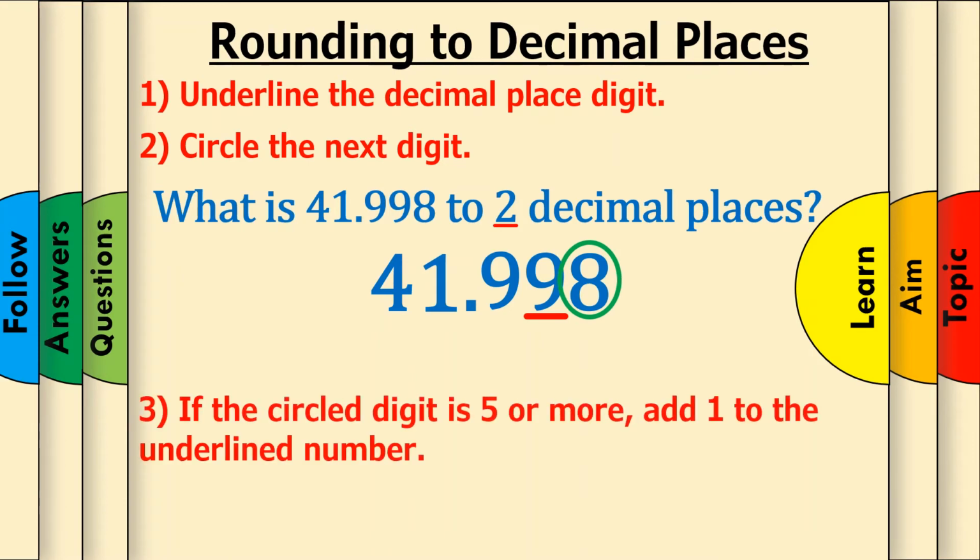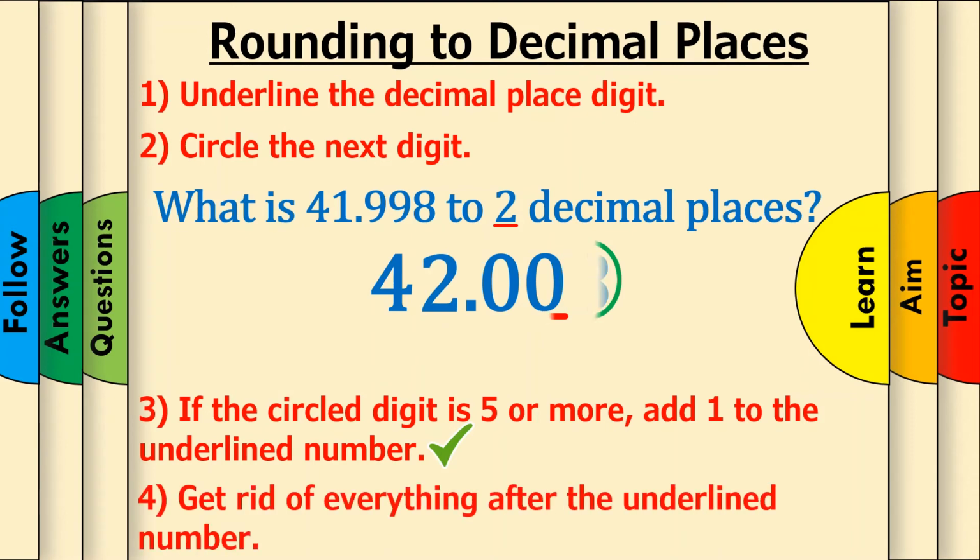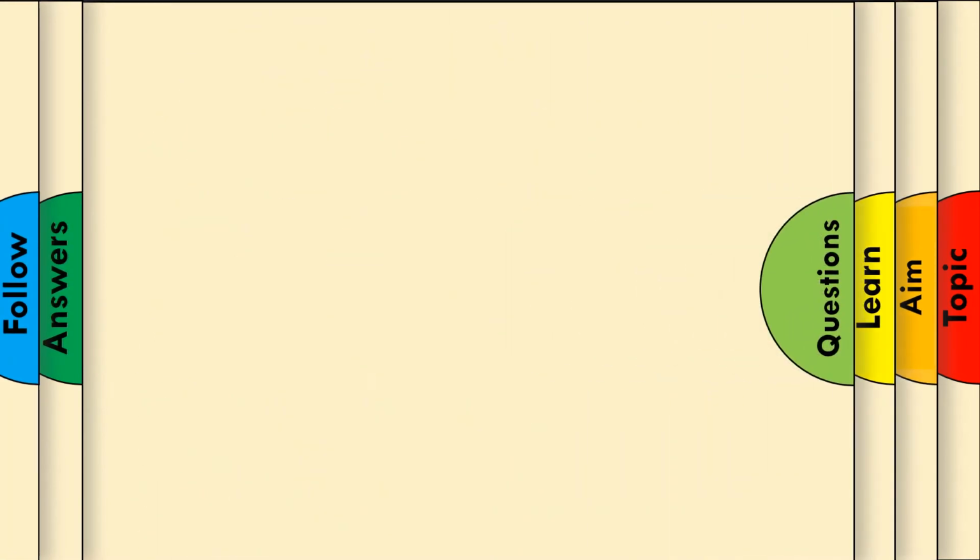Step 3. If the circle digit is 5 or more, add 1 to the underlined number. 8 is 5 or more, so we need to add 1 to 9, which gives us 10. Remember, because we can't squeeze 10 inside, we need to change the 9 to a 0 and add 1 to the next digit. But look here, we have to add the carryover 1 to 9 again. So, like before, change the 9 to a 0 and add 1 to the next digit. Step 4. Get rid of everything after the underlined number. Our final answer is 42.00.